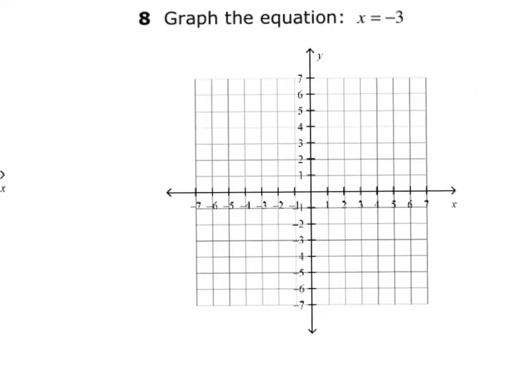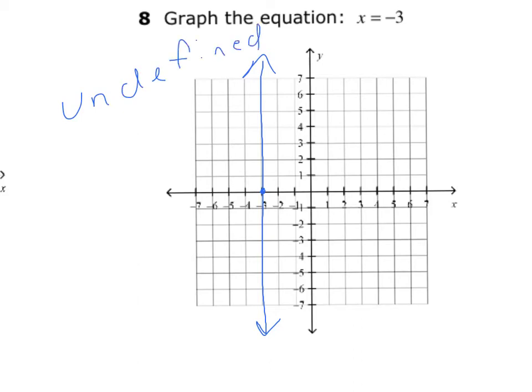Okay, number 8, graph the equation x equals -3. This is the other special case that we have. We have one variable, which is x, so that means it's only going to cross the x-axis at -3. So we will put our point on -3 for the x-axis, and it will be a vertical line that passes through that point since it only crosses the x-axis, and that has an undefined slope.